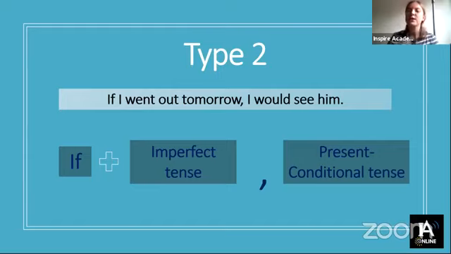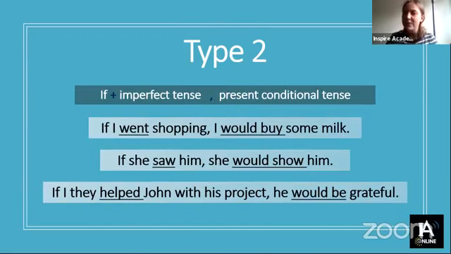This is to talk about imaginary situations. If I did this, this would happen. Great. Here's a few more examples of this. If I went shopping, I would buy milk. If she saw him, she would show him. If they helped John with his project, he would be grateful. So we need the past and then the conditional.